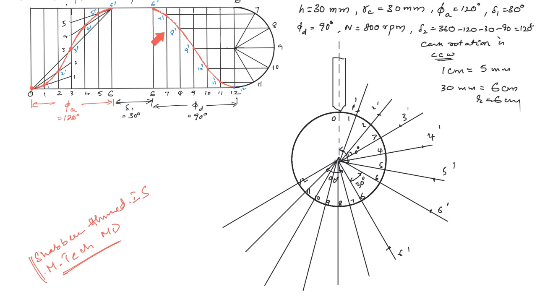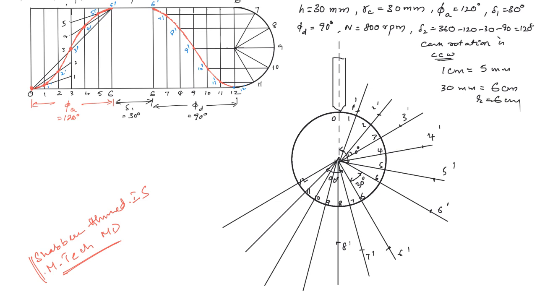Now 7 dash must be transferred here on this segment. Okay, to transfer it on this line, this height of the follower, 7 dash. So it will come somewhere here, 7 dash. Then transfer this segment 8 dash, this length using a compass onto this line. You mark 8 dash somewhere here. So that will be 8 dash.